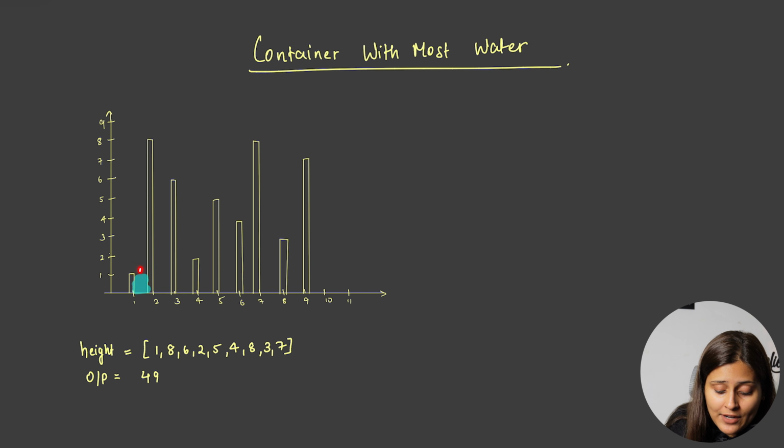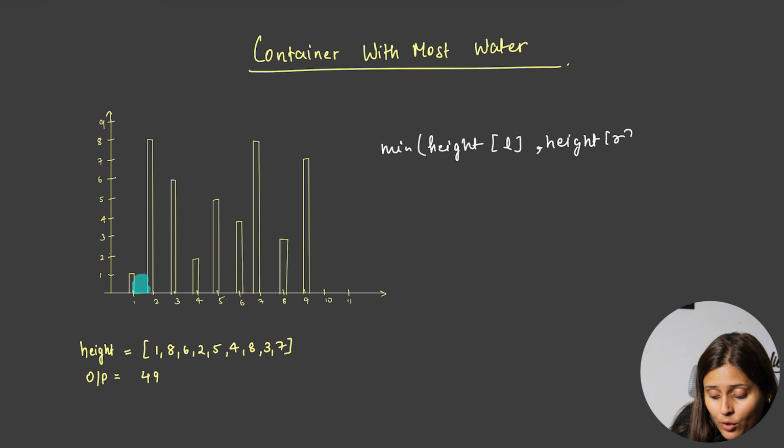Okay, so how are we actually calculating the area? If you see this more closely, we are actually taking the minimum height of both the planks. So we are taking minimum height of what? Suppose we have 2 points, height of left and height of right. So we are actually taking minimum of height of left and height of right. Okay, so whatever will be the minimum height, we are actually going to calculate the area as per that height.